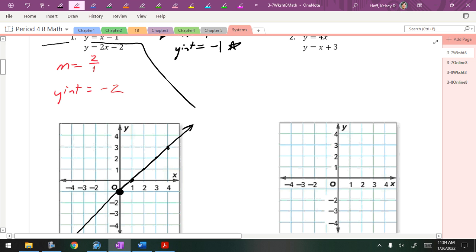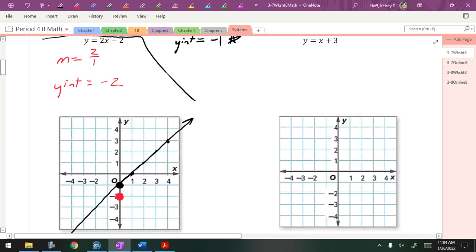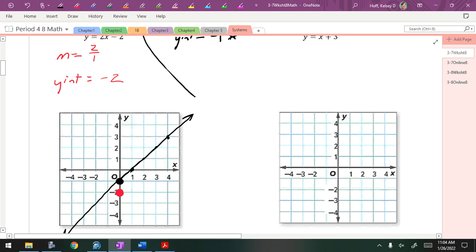2 over 1. Okay, so we're going to start at -2. So we go down to -2. There's my starting point. And Levi told us our slope is 2 over 1, which tells me to do what? Up 2, right 1. What happens when you go up 2, right 1? It crosses that other line, correct? Up 2, right 1, up 2, right 1.